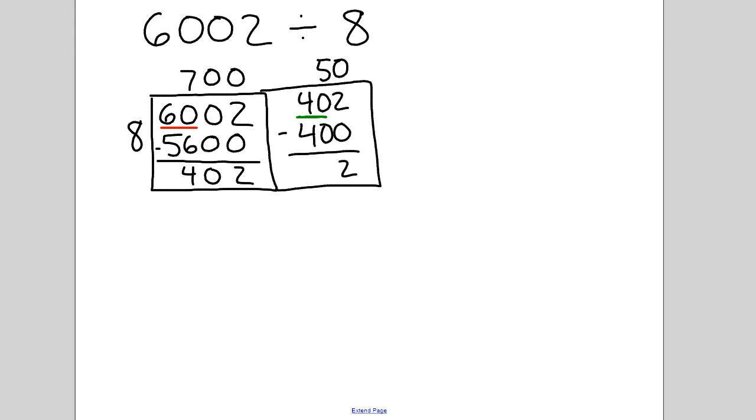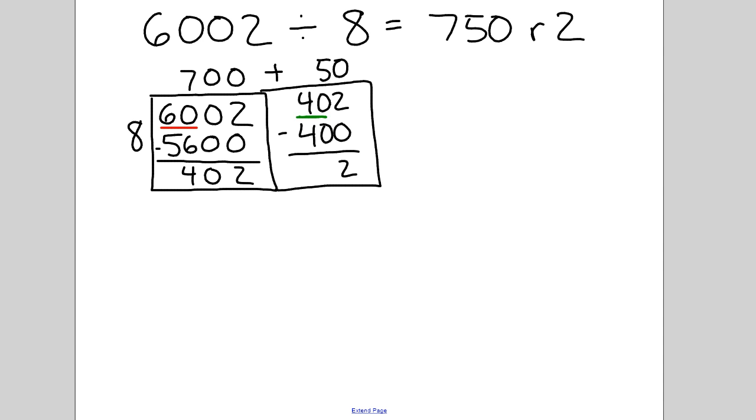Can I put 2s into my groups? No, because 2 is smaller than 8. So if I were going to do that, I would have to break it up into fractions or decimals. But in this case, I'm going to say I'm done. So how much did I end up putting into each group? 750, and I have a remainder of 2 left over. Yes, I got it.